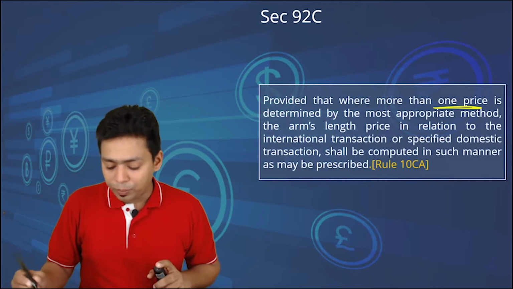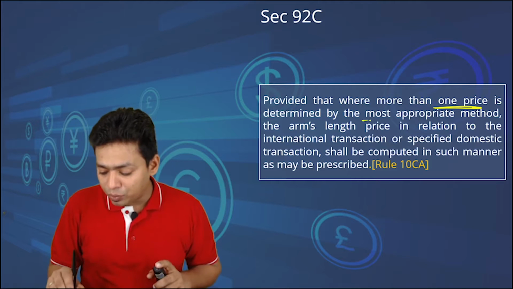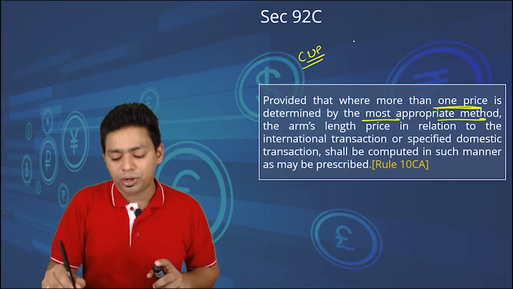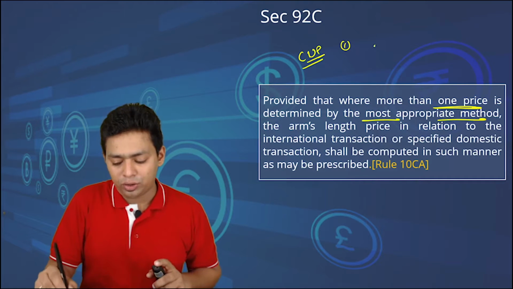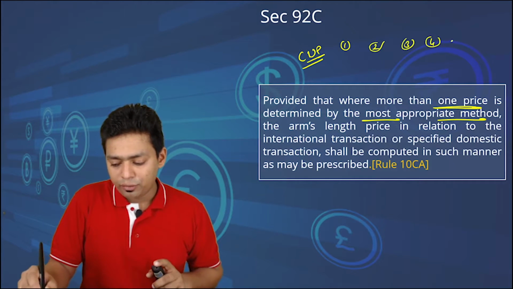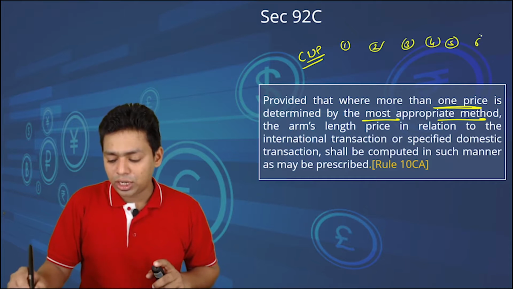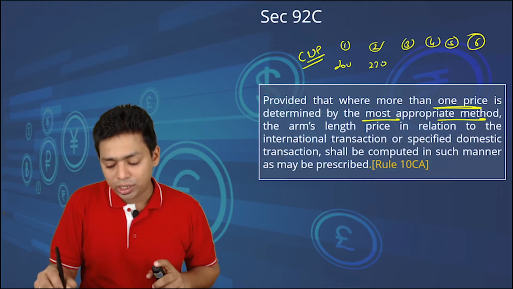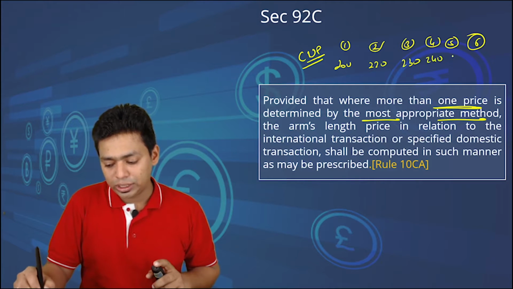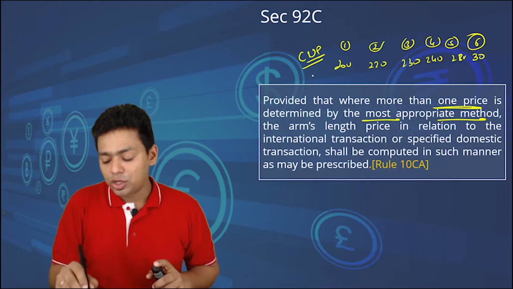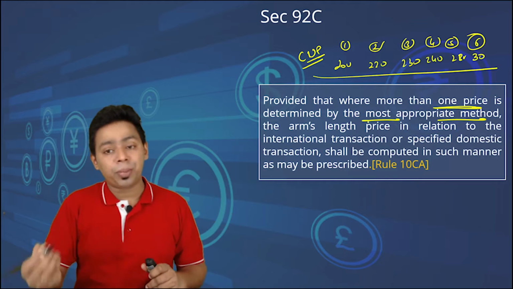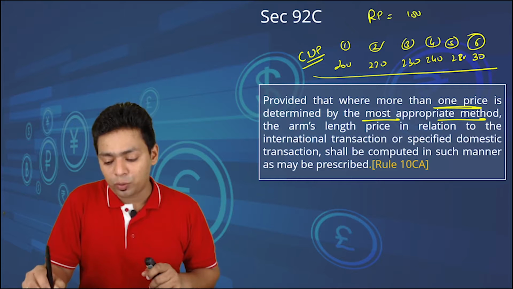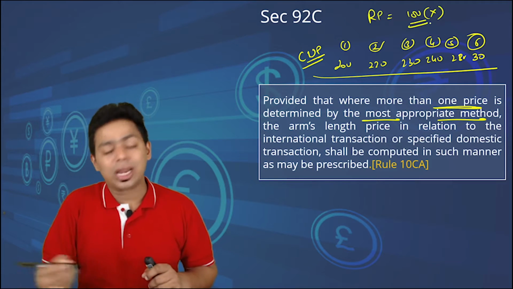Provided that where more than one price is determined by the most appropriate method. Okay, so we are applying the CUP method only. Through the CUP method we are having a lot of data, like 1, 2, 3, 4, 5, 6. There are 6 data points given in that particular series: 200, 220, 230, 240, 280, 300. You have done 6 comparable transactions, and you have done the related party transaction for 100 rupees.